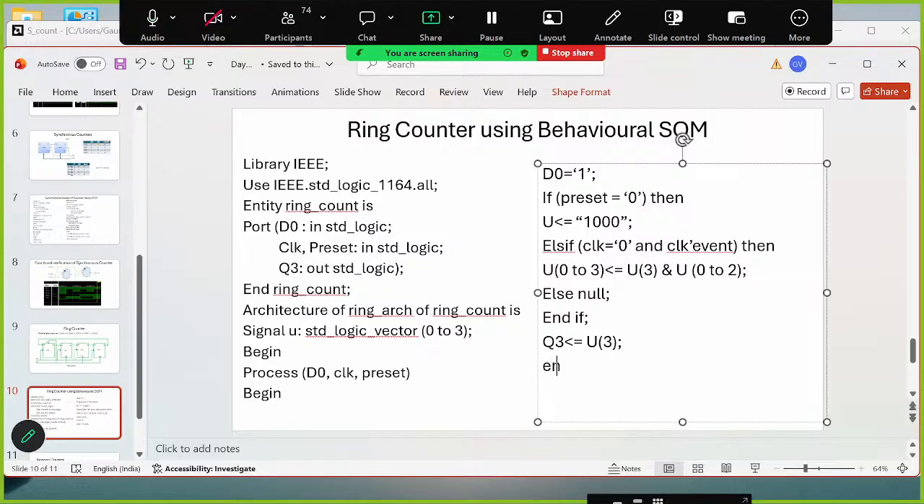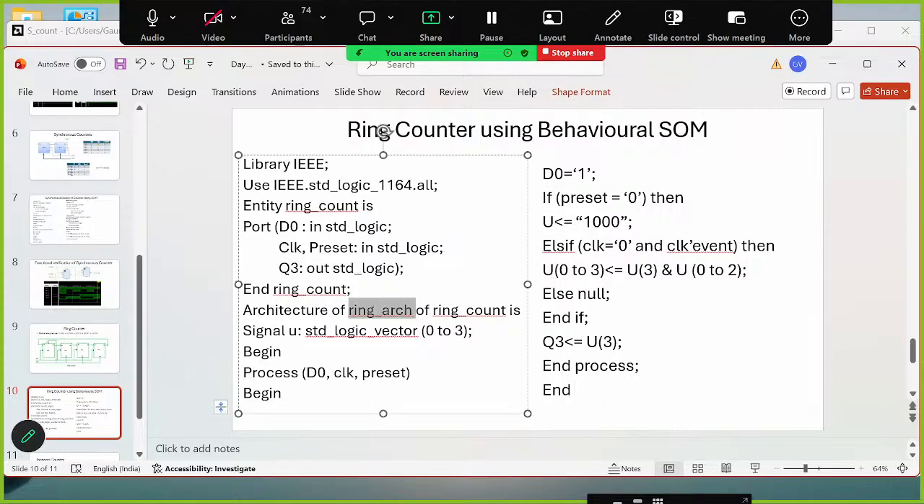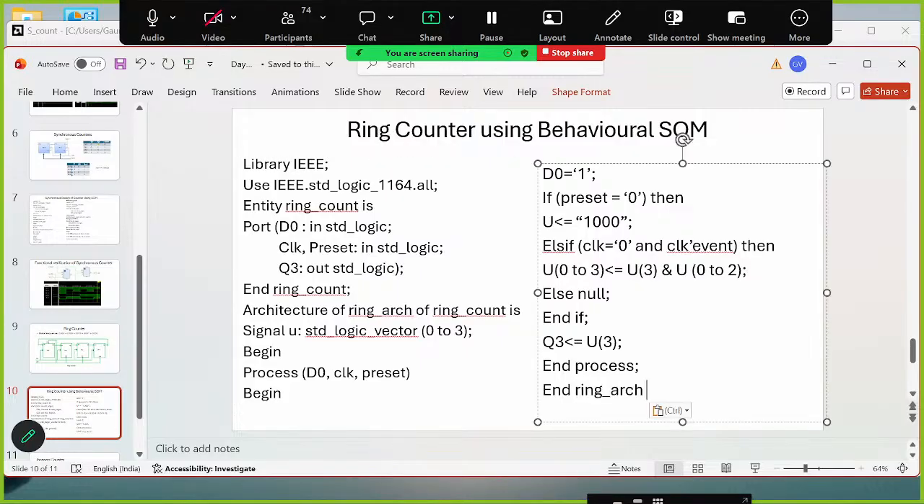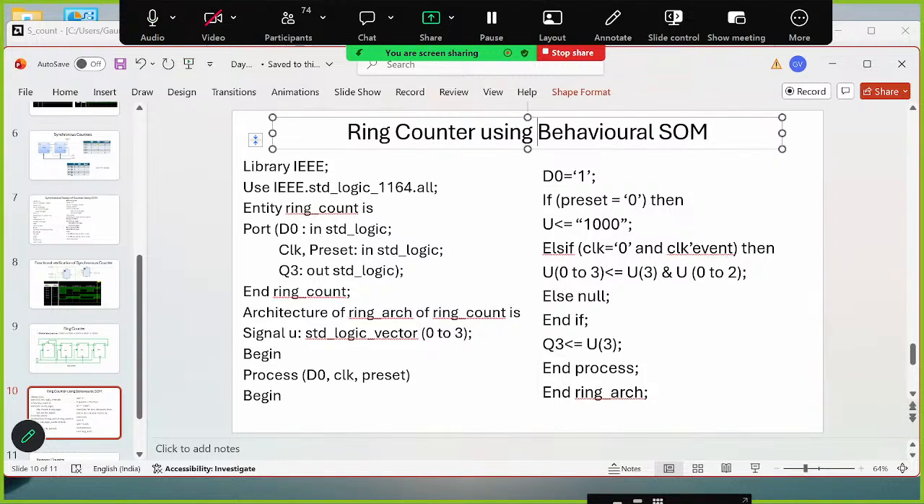Let's close it now. End process and end architecture. End architecture means ring underscore arc. Let me copy this. Okay. So this is a simple program of a ring counter using the behavioral style of modeling.